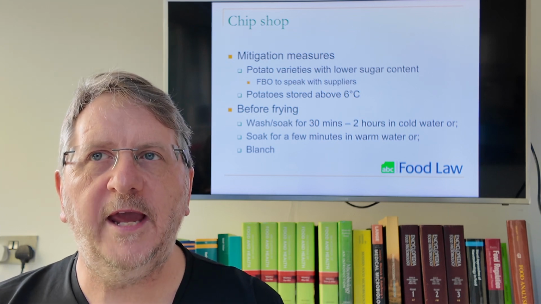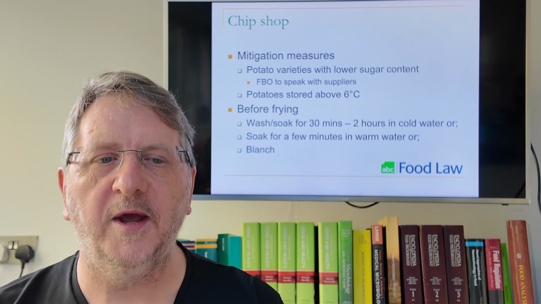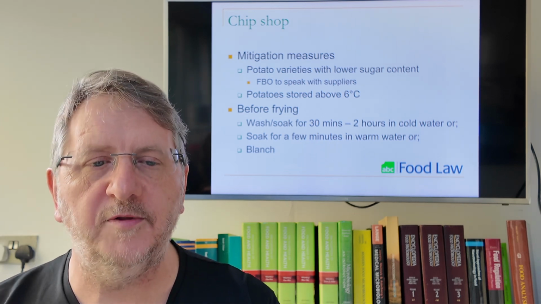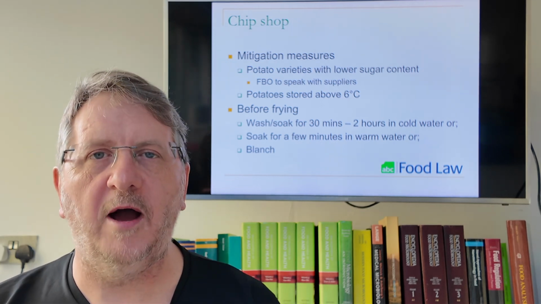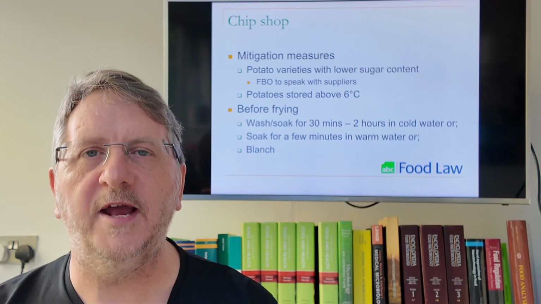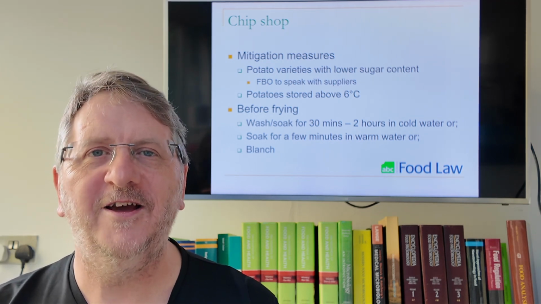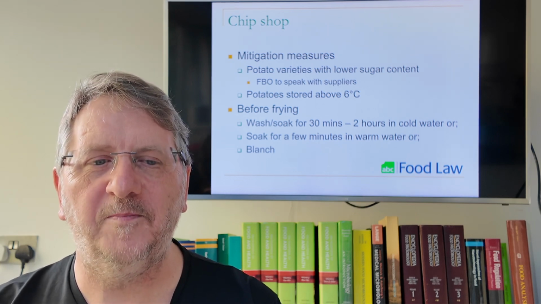So the Maillard reaction is dependent on the sugar content of the food. There are varieties of potato that have lower sugar content. So as a chip shop owner, you can go to your suppliers and say, look, I want a lower sugar content potato. So that will actually be your first mitigating factor. So when you cook your chips, you're going to likely get lower acrylamide levels.